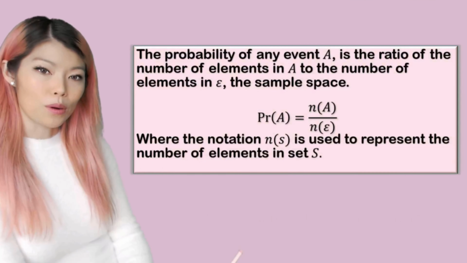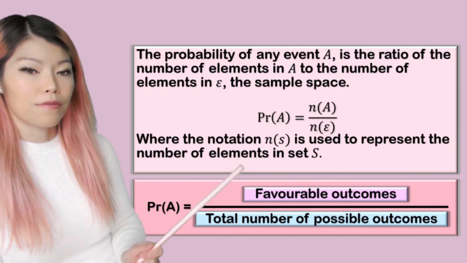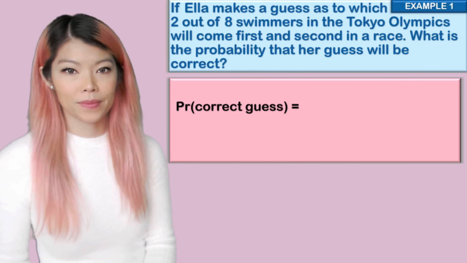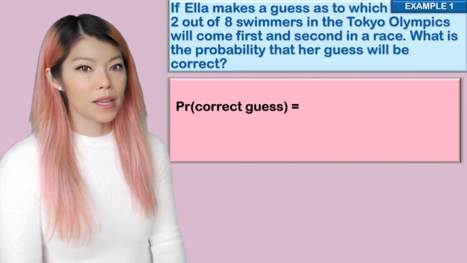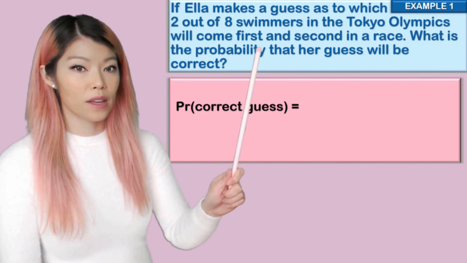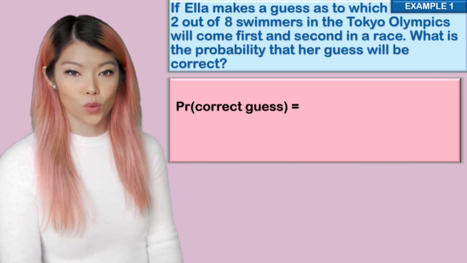Today we're going to look at probability. In summary, it is what you want over what's available, the favorable outcomes over the total number of possible outcomes. Let's do an example. If Ella makes a guess as to which 2 out of 8 swimmers in the Tokyo Olympics will come first and second in a race, what is the probability that her guess will be correct?